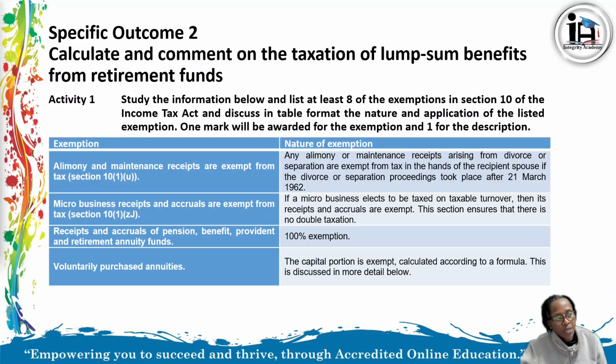Receipts and accruals of pension, benefit, provident, and retirement annuity funds are 100% exempt. Voluntary purchased annuity: the capital portion is exempt, calculated according to a formula. This is discussed in more detail below.